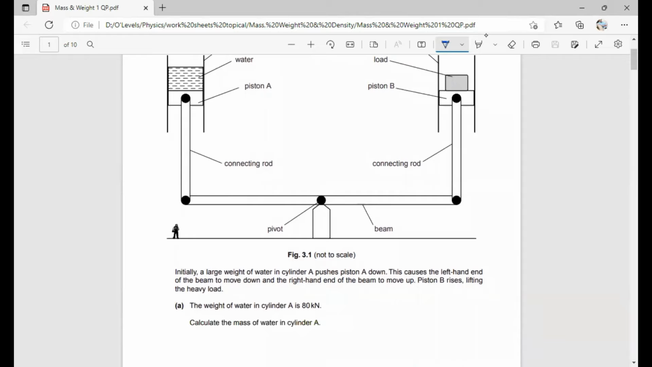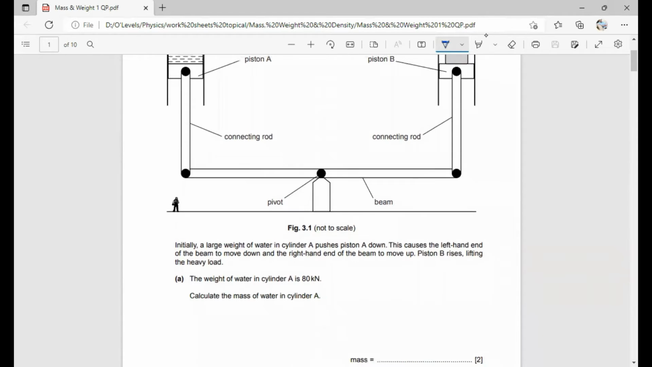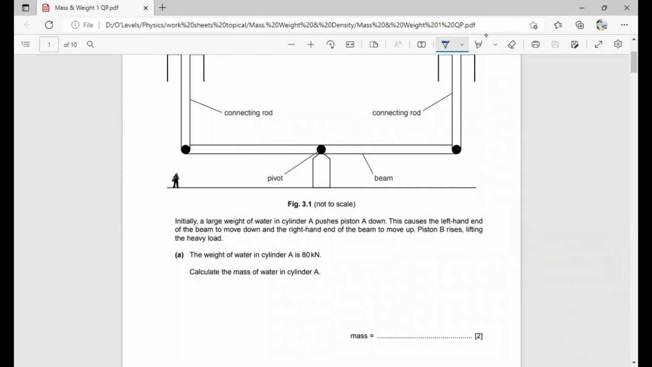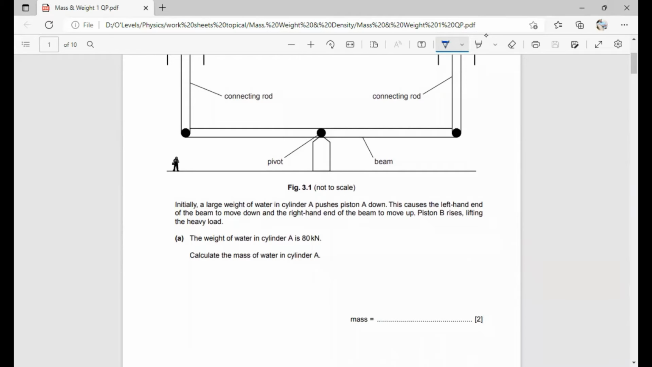The weight of cylinder A is 80 kilonewton. What is kN? kN stands for kilonewton, right? Calculate the mass of water in cylinder A. So first of all, the weight is in kilonewton. 80 kilonewton means 80 multiplied by 1000, because kilo is equal to 1000, right?